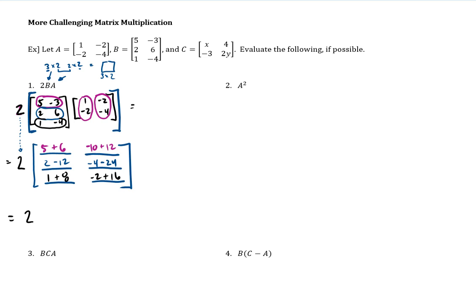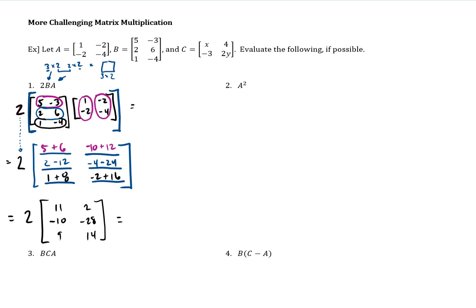And then let's go ahead. I think we could put it right underneath still. So now we're just going to simplify all of these. 5 plus 6 is 11. And then negative 10 plus 12 is 2. Here we would have 2 minus 12, which is negative 10. Negative 4 minus 24 would be negative 28. 1 plus 8 is 9. Negative 2 plus 16 is 14.